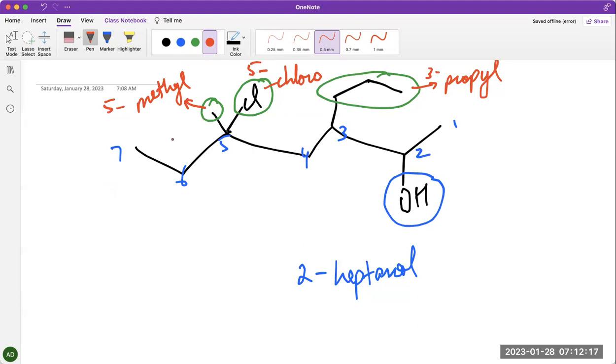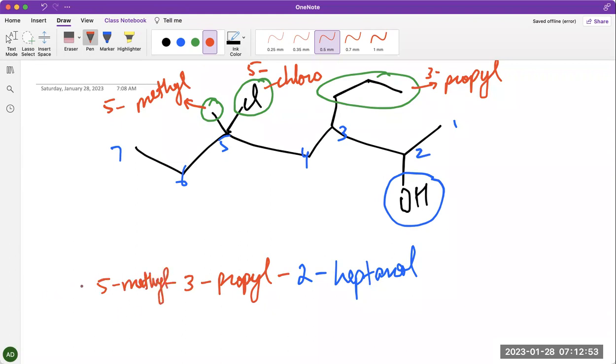Now the point is, what should go first? Should 3 go first, or should 5 go first, or do we go by the alphabetical order? So we go by the alphabetical order, right? So that means that 5-chloro will be at the beginning. So C comes before M or P, and then you will have the M, and then at the end you will have the P, right? So at the very end, we know we'll need the propyl. So let's write that down first. So 3-propyl-2-heptanol, right? And then before 3-propyl, we'll be putting methyl. So it will be 5-methyl-3-propyl.